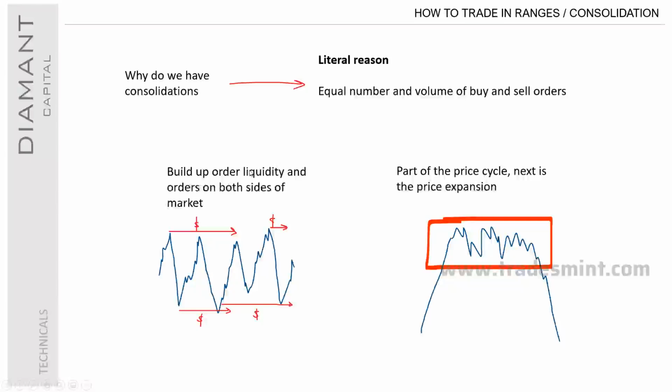So there's a buildup of liquidity and orders on both sides of the marketplace. You can understand when there's a consolidation, you're going to have buy side liquidity, sell side liquidity. There may be times where you have equal highs, equal lows, trend line liquidity as well. And all of this buildup eventually will be swept out. Once liquidity is taken, so all the stop losses from here, all the stop losses from here, price will come eventually to take it out and then expand. That's just part of the price cycle. The next stage after consolidation is the expansion stage.